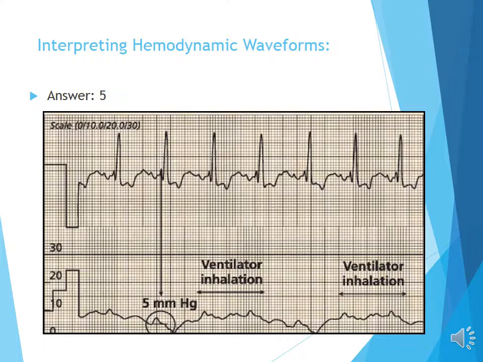Okay, so the answer for this one is 5. You can see which waveform they chose. So right, that first one, when the respiratory variation starts, they went into the valley. And that again is because they are on mechanical ventilation.